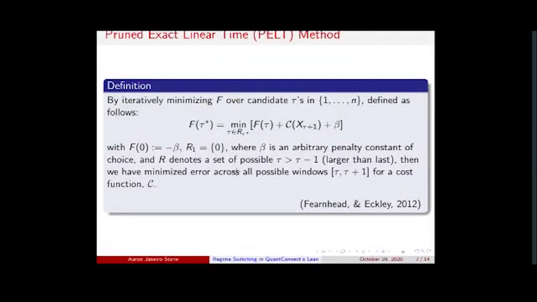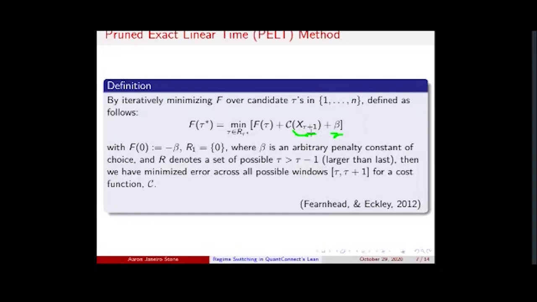So first, let's talk about PELT. I don't really like this slide because I'm trying to fit a lot into one slide, so I've included the reference in the bottom right if you want to learn a bit more about it. Basically, the idea is we're iteratively minimizing this function, this F of tau plus this cost function of our choice, and beta, which is a penalty term.